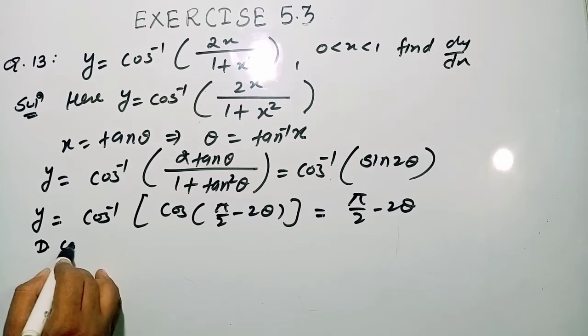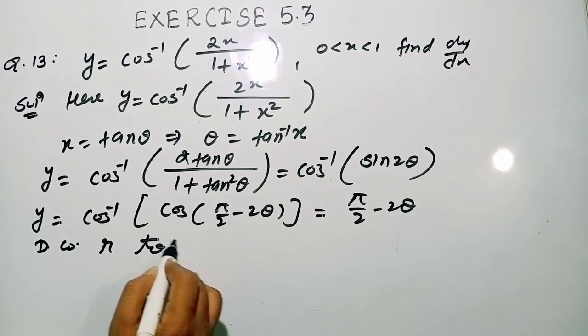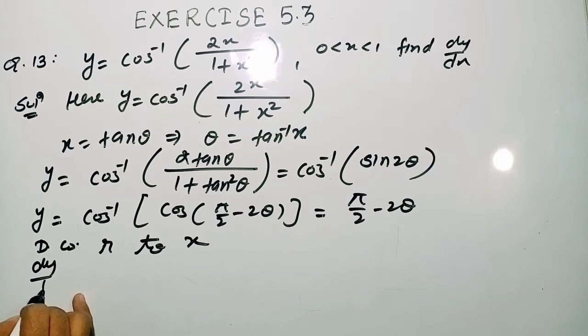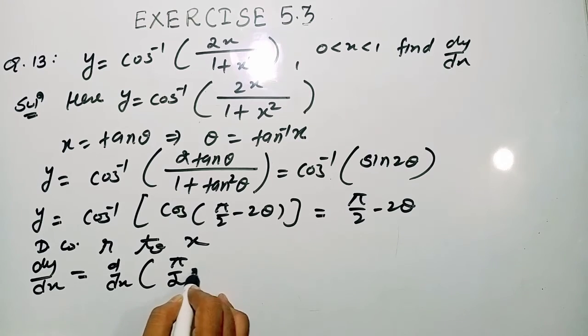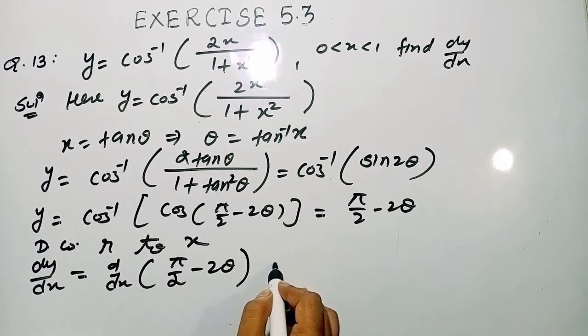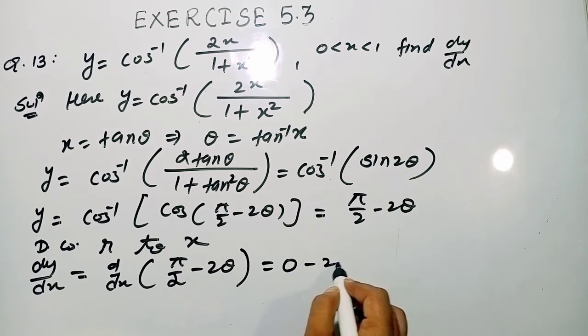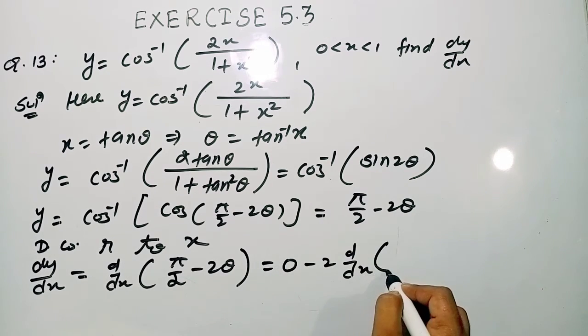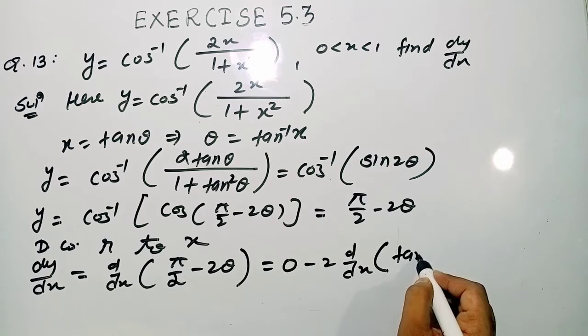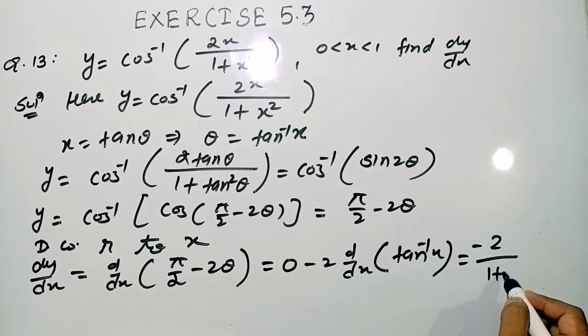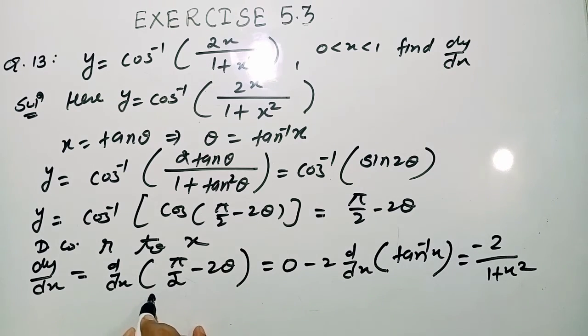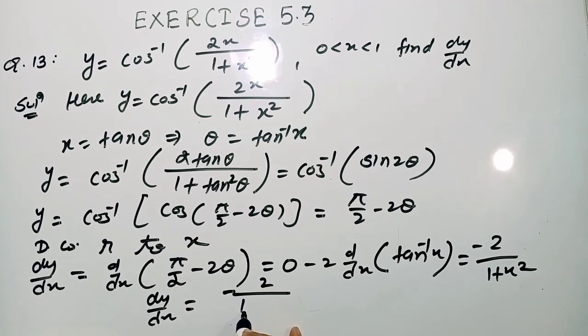Okay students, so differentiating with respect to x by putting the value of theta, so d by dx of pi by 2 minus 2 theta, where theta is tan inverse x. So differentiation of tan inverse x is 1 upon 1 plus x square. So dy by dx is equal to minus 2 divided by 1 plus x square.